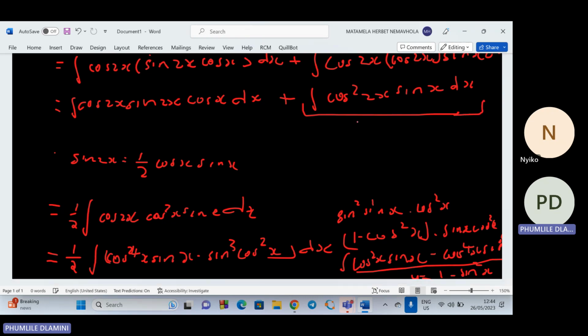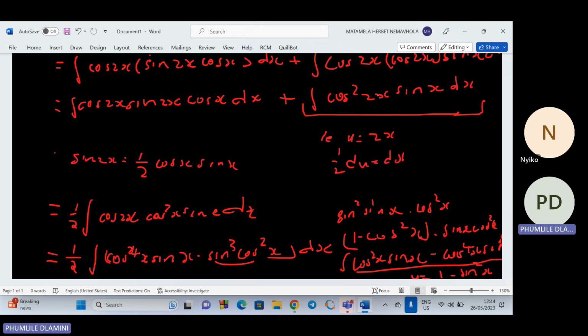So this part here, this other one, now I'm done with that one. So this part here, cos squared 2x and sine x. We have cos squared 2x sine x, whereby now if I let my u equal 2x, my du is going to be 1 over 2 du dx.